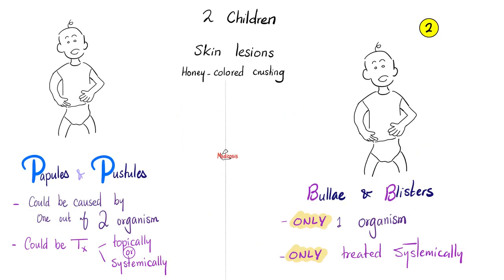Two children came to you. Both of them have skin lesions. Both of them have honey-colored crusting on their skin. The first dude has papules and pustules. The second has bullae and blisters. The first one could be caused by staph or strep. The second one is only staph. The first one could be treated topically or systemically. The second one is only systemically because it's severe. Bullae and blisters. This is dangerous. The first is called non-bullous impetigo. The second is called bullous impetigo.